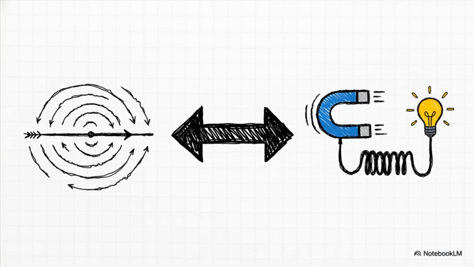Get an electric current flowing, and boom, you create a magnetic field. But it also works in reverse. Move a wire through a magnetic field, and boom, you create an electric current. This perfect symmetry is literally the secret behind every electric motor and every power generator on the planet.